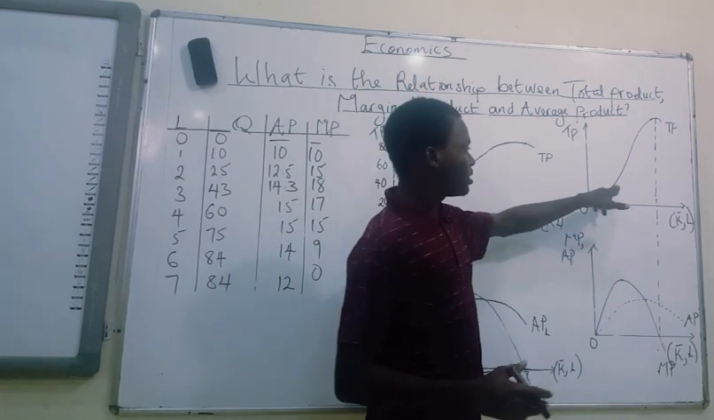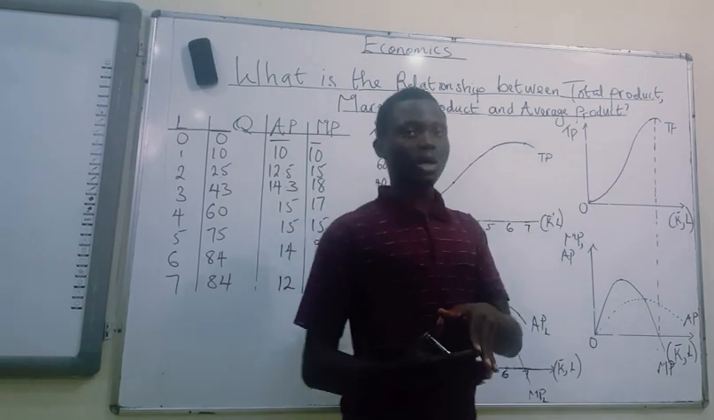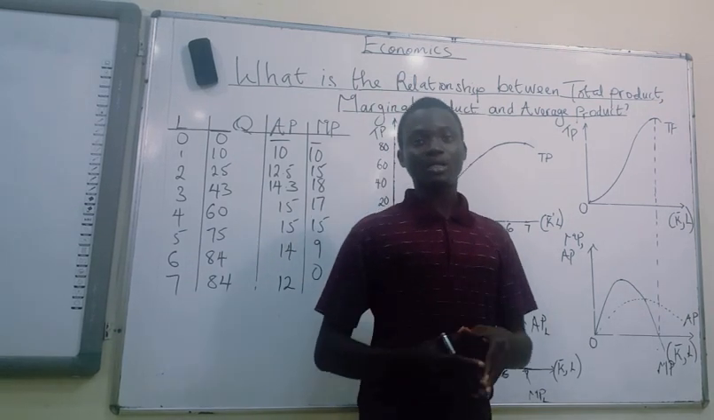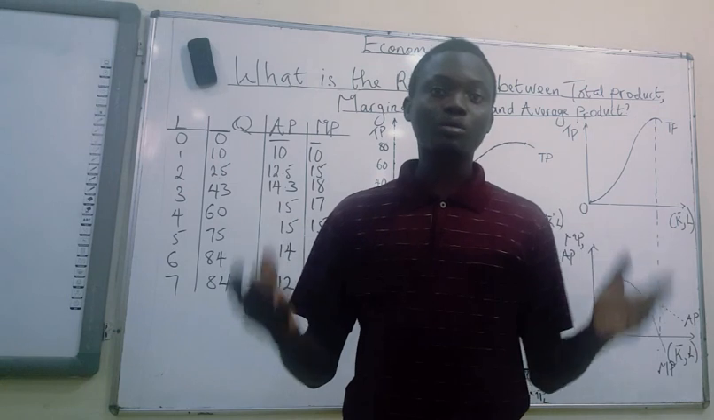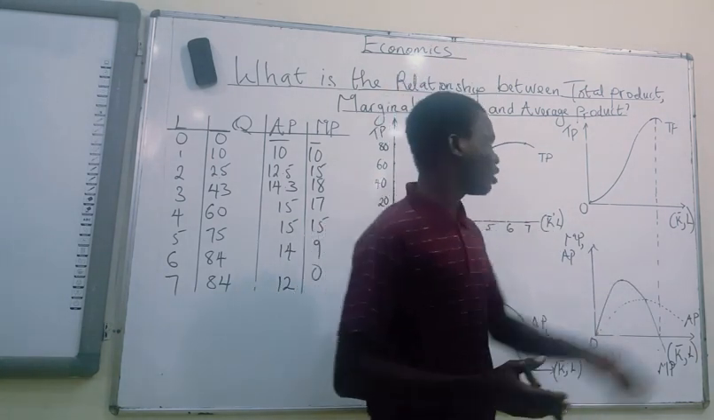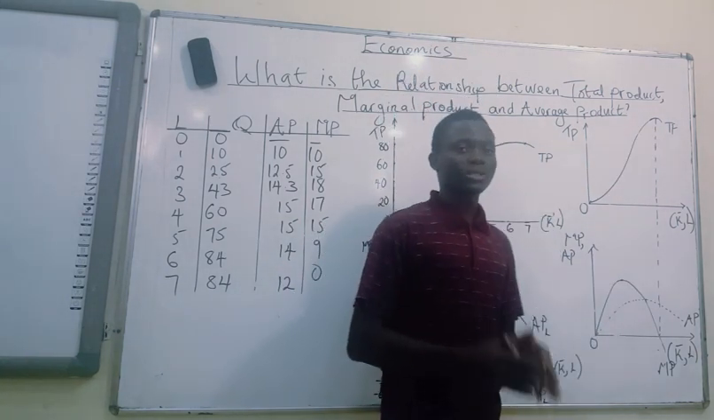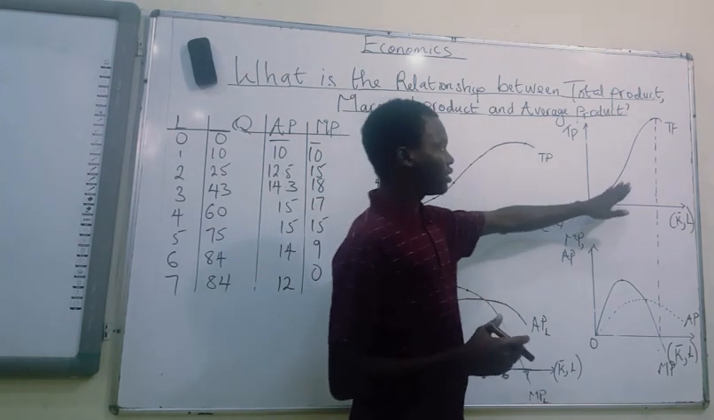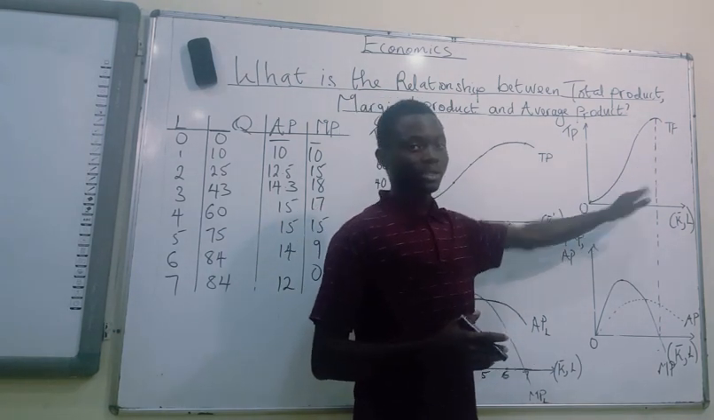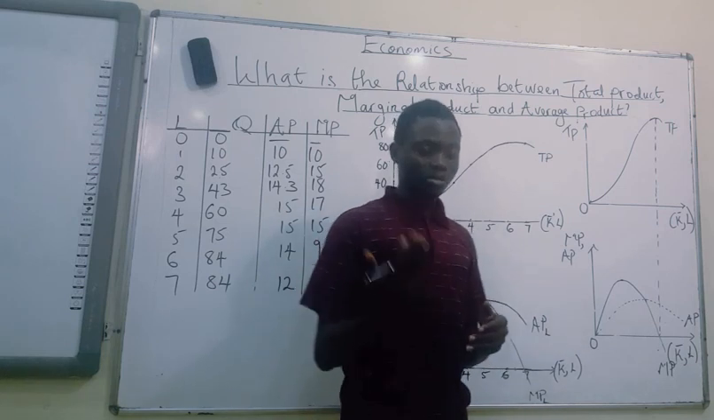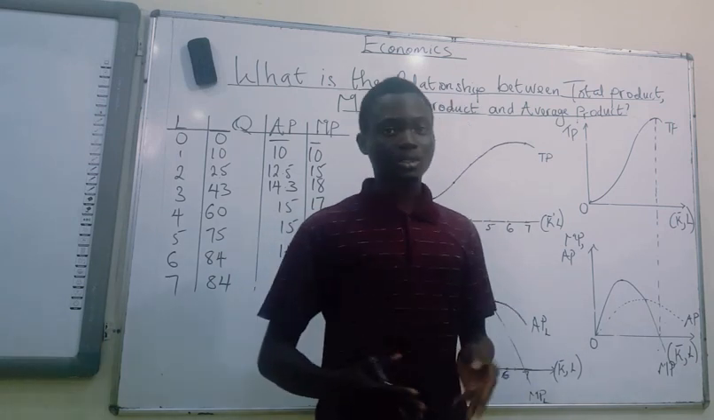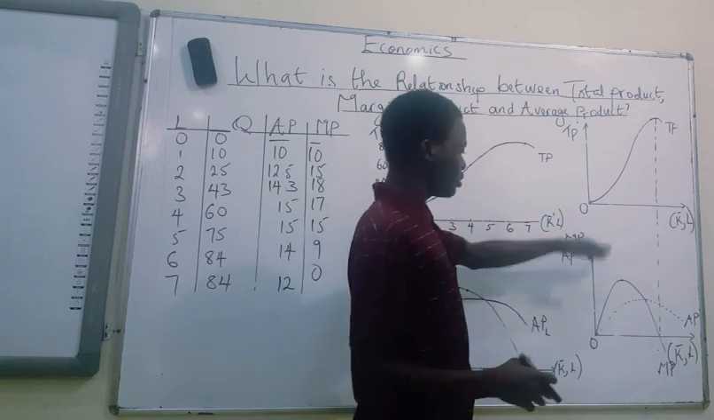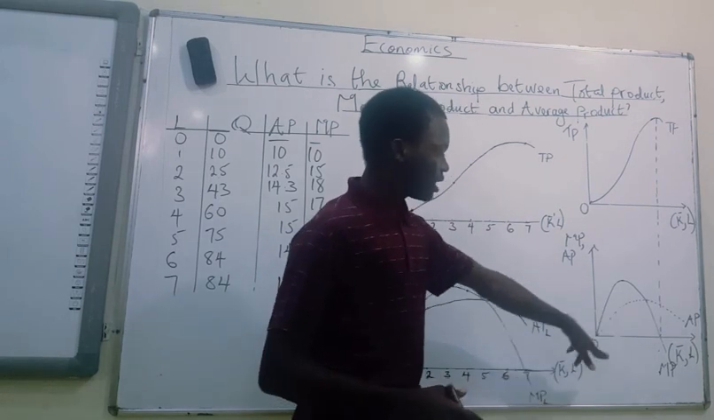Then immediately the nature of the slope changes. Total product begins to rise, but at a decreasing rate. So it is still rising, generally, up to this point, but the speed at which it rises is changing. At first, we have total product rising at an increasing rate. That is, the marginal product is increasing, because marginal product is the change in total product.